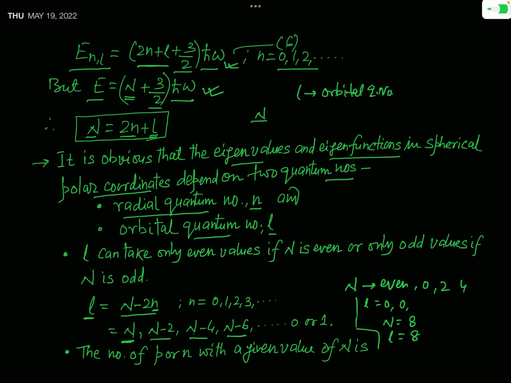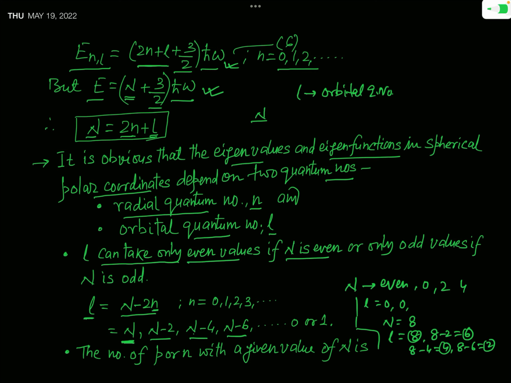First value will be 8. Second value will be 8 minus 2, that is 6. Third value will be 8 minus 4, that is 4. Next value will be 8 minus 6, that is 2. So you can see this 2, 6, 8 and 4 all are even numbers. So you can say that L can take only even values if n is even.